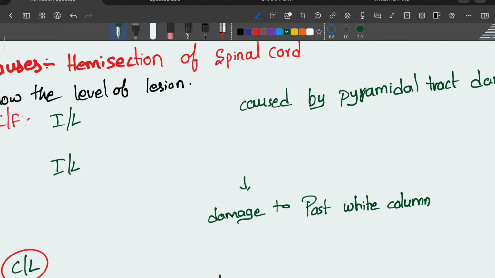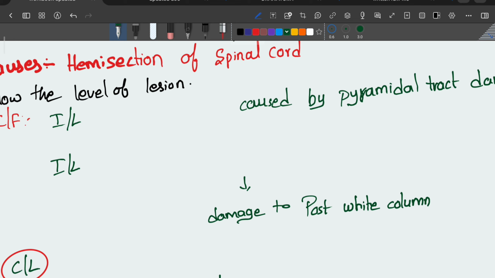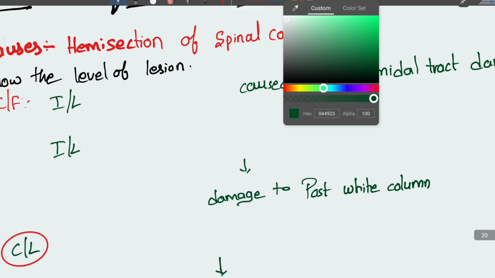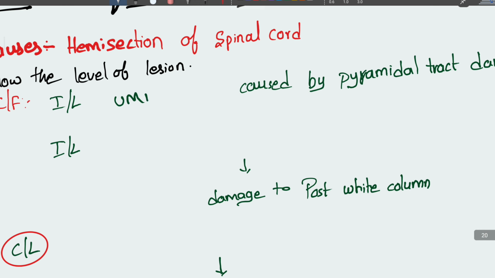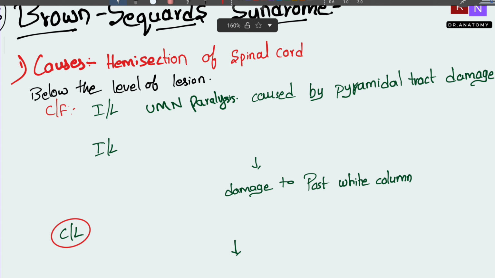So this is your upper motor neuron type. Here you are going to see upper motor neuron paralysis because of the pyramidal tracts. Is it ipsilateral or contralateral? It is ipsilateral, because the pyramidal tracts go up and coming down it only crosses at the medulla oblongata.